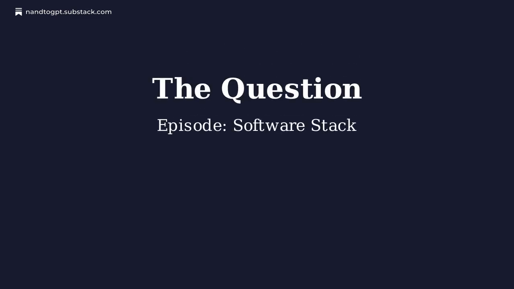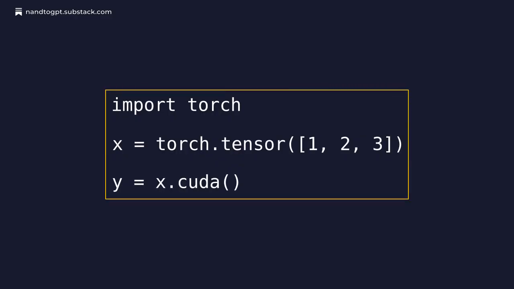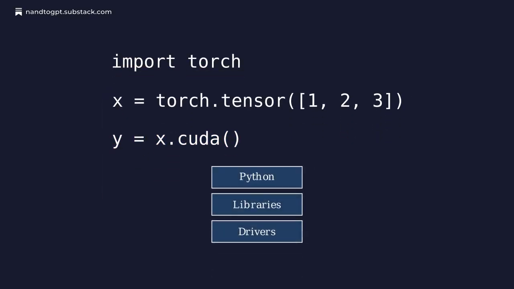Last time we traced Python all the way down to NAND gates. In this episode, we'll go through the software stack for machine learning. Just 3 lines, but what actually happens here? Import torch takes seconds. Why? CUDA moves data to the GPU. What does that even mean? Today we trace the software stack, every layer between your code and silicon.